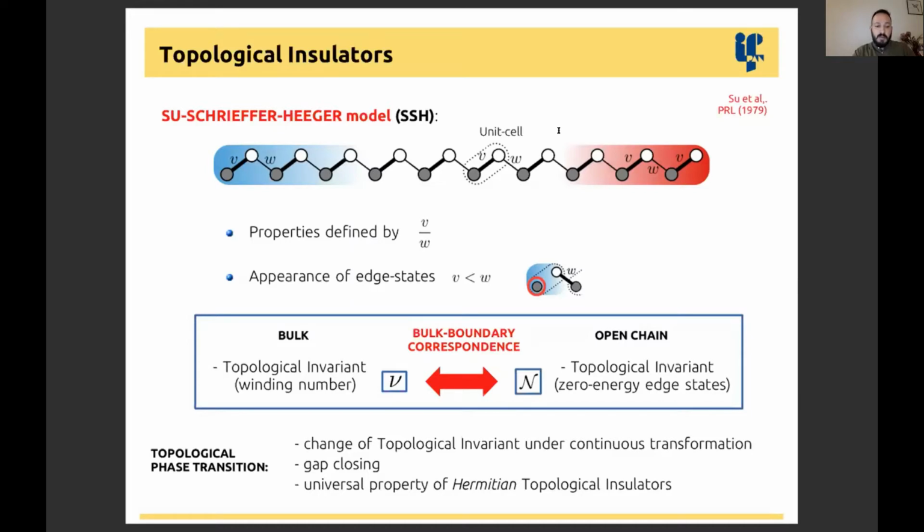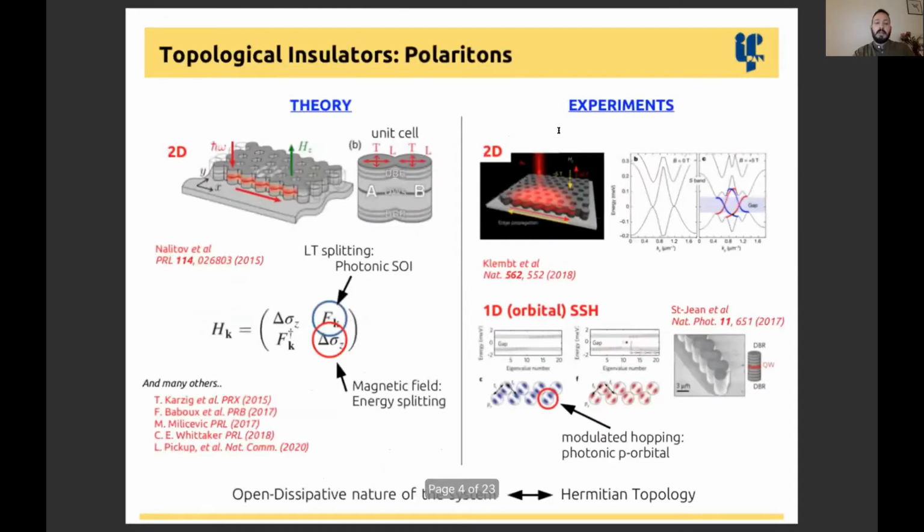This gives a very strong hint on the nature of the topological phase transition, which is defined as a change of the topological invariant under a continuous transformation, and is always associated with the closing of the gap. It's worth noting here that all these properties are universal in Hermitian topological insulators. So topological insulators have been both theoretically proposed and experimentally observed in polariton systems.